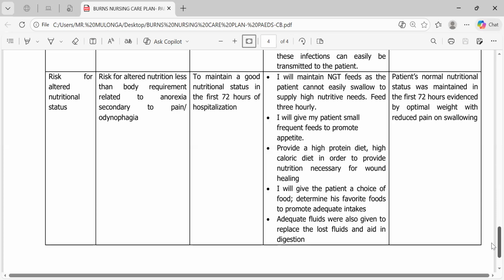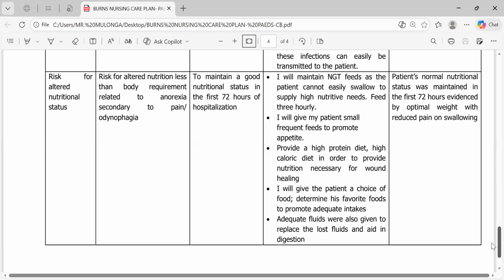Okay, other interventions include, I'll give the patient small frequent feeds to promote appetite. Okay, that we know. Number 3, I'll provide a high protein diet, high fiber diet, in order to provide the patient with nutrients necessary for wound healing. Number 4, I will give the patient their choice of food to promote adequate intake. So you give the patient the food that they want. For example, this is a child who says, I want chicken. Tell their parents to bring chicken, then they eat.